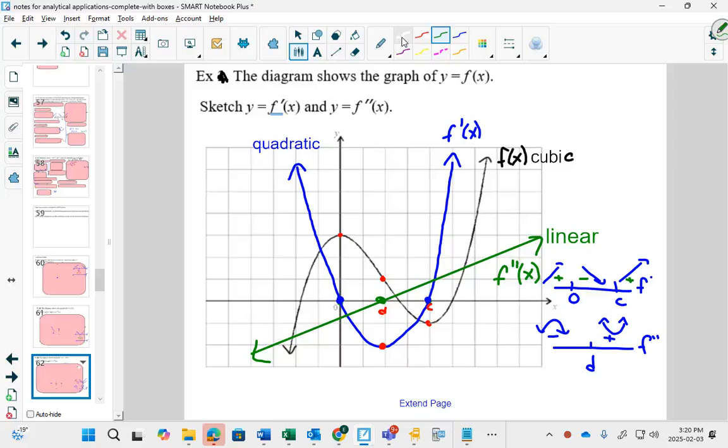And again, what does the second derivative tell us? If it's negative, it tells us the first derivative is concave down. If it's negative, it tells us the first derivative, 1 up, is decreasing.